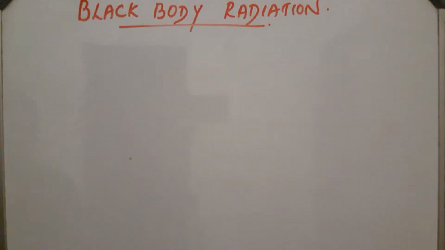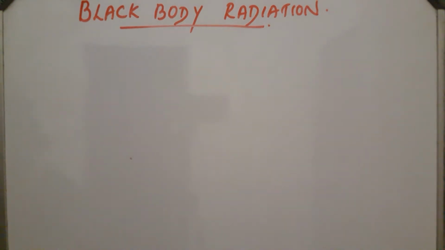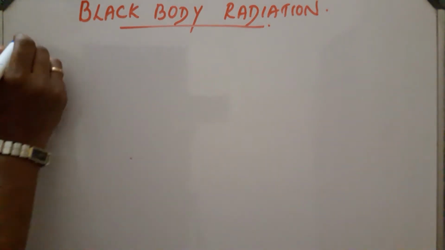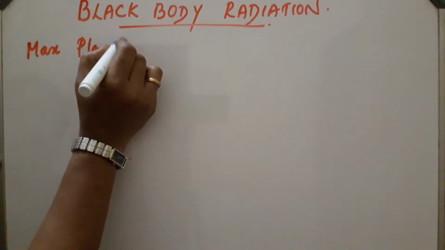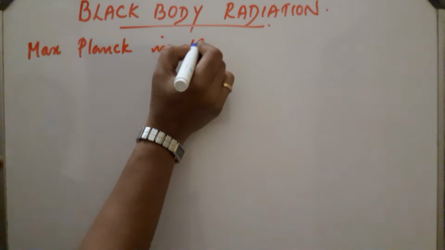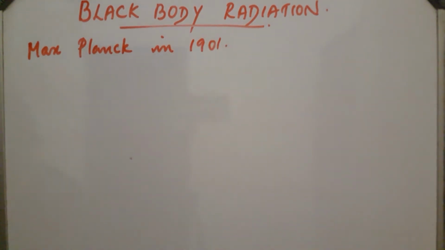Black body radiation, one of the important characteristics of electromagnetic radiation, was observed by Max Planck in 1901. He observed the distribution of energy in the spectrum of heat radiation emitted by a hot body. So black body radiation we can observe in the case of hot bodies. They emit certain types of radiations when heated.